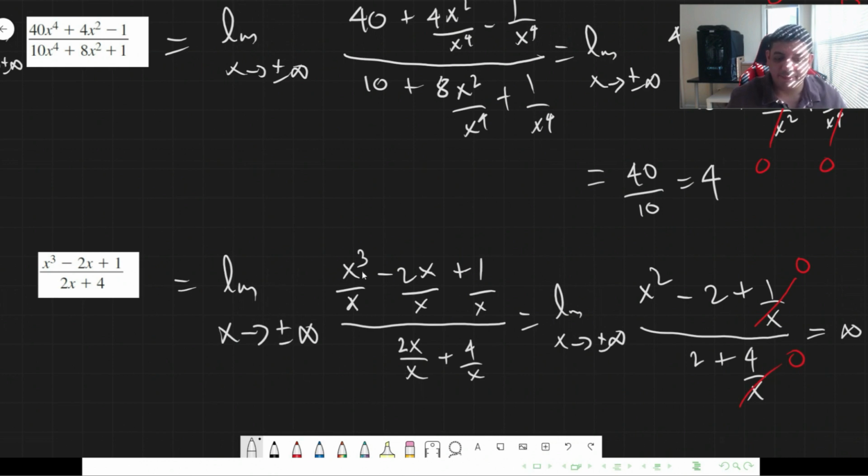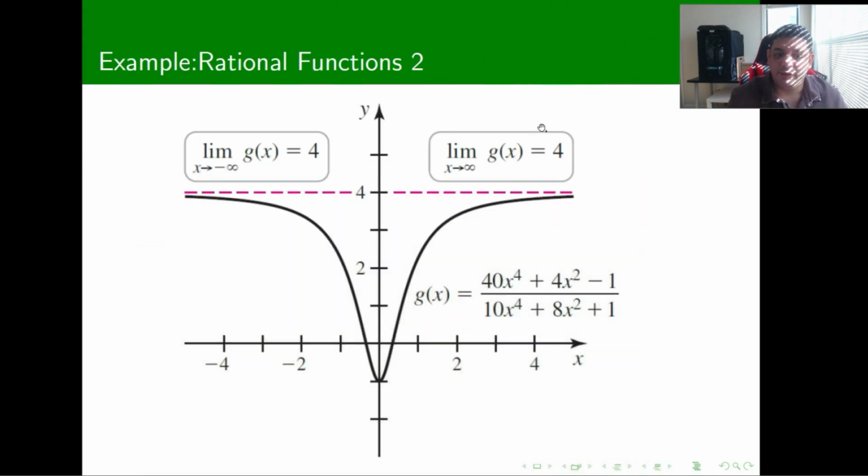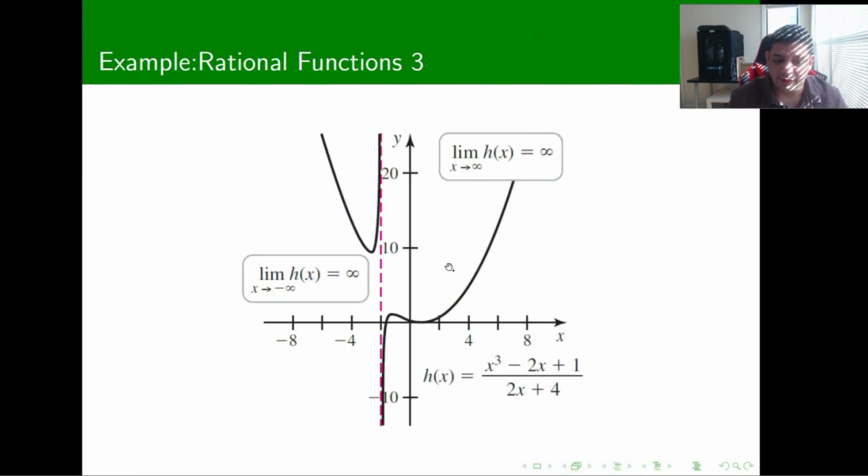So the technique is the same, dividing by the biggest power of the denominator. And so let's take a look at how that function looks. Notice this is x cubed minus 2x plus 1 divided by 2x plus 4. Notice that in here, when we go to infinity, it is infinity as expected. And when we go to minus infinity, it is infinity as expected as well. And the behavior of the function is like this.